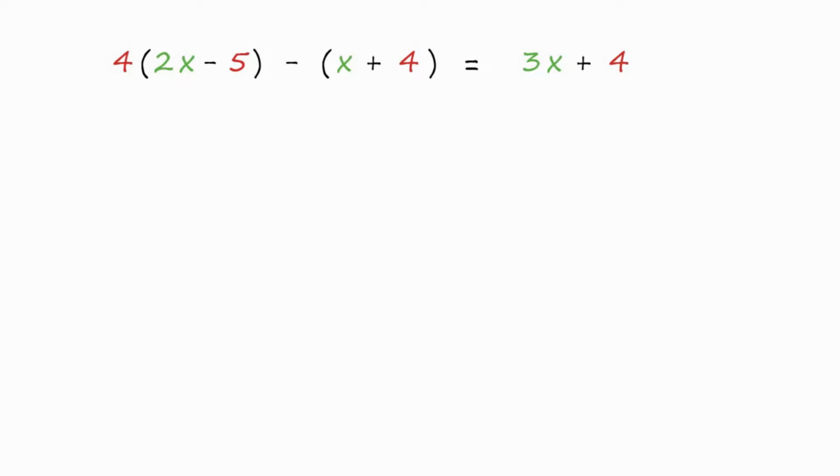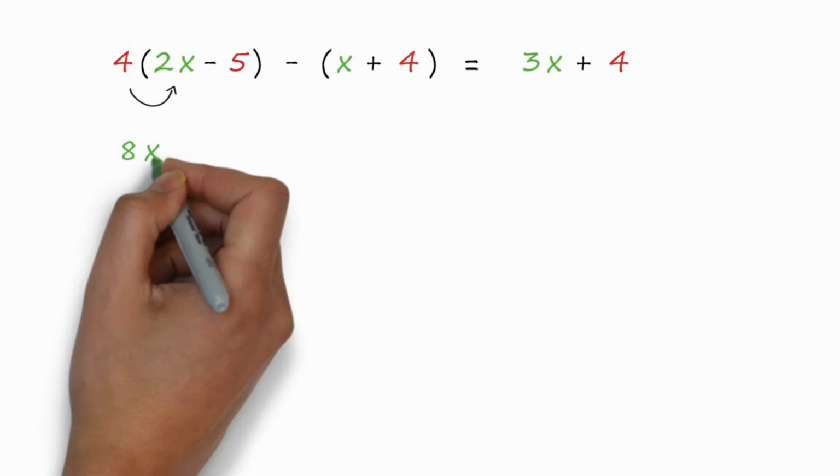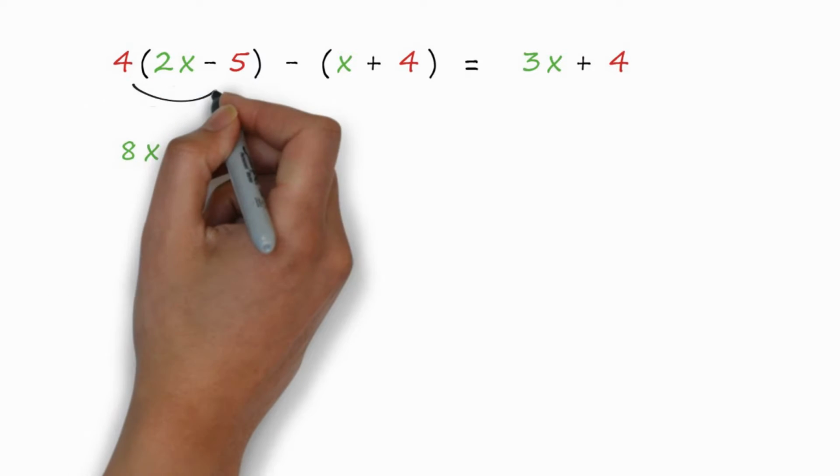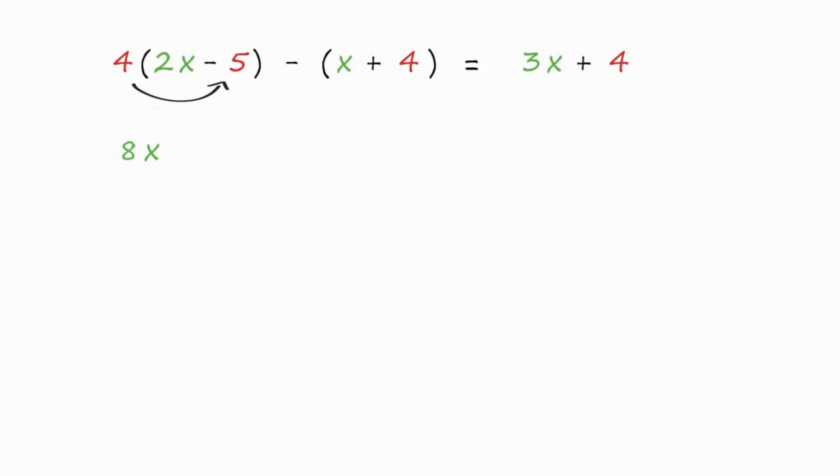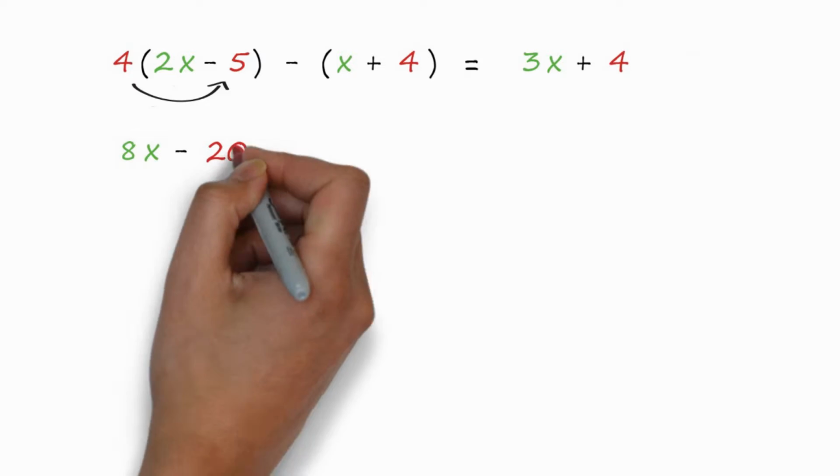The first thing we do is multiply the factor 4 times 2x. 4 times 2x is 8x. Next, we distribute by multiplying 4 times negative 5, which is negative 20.